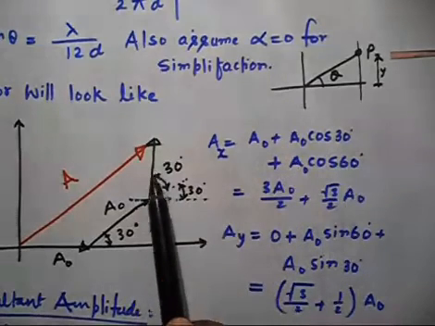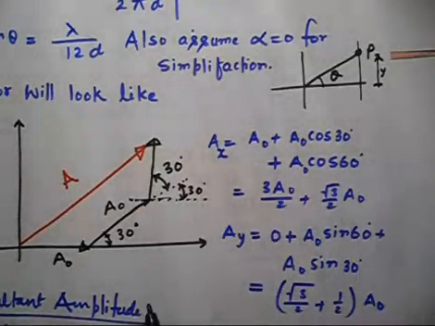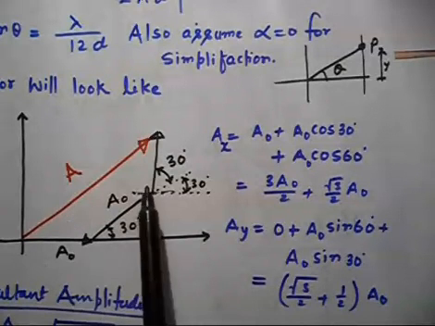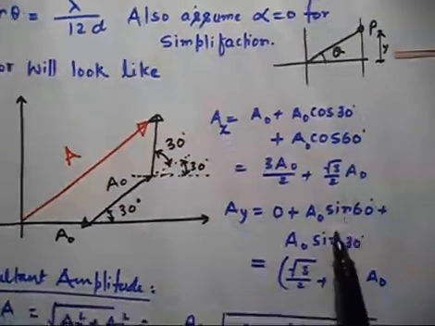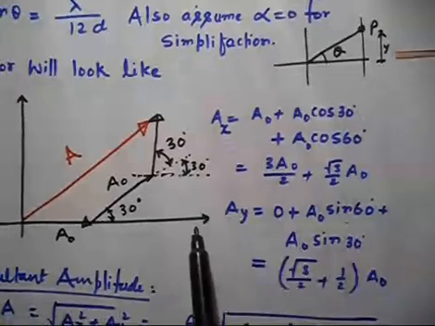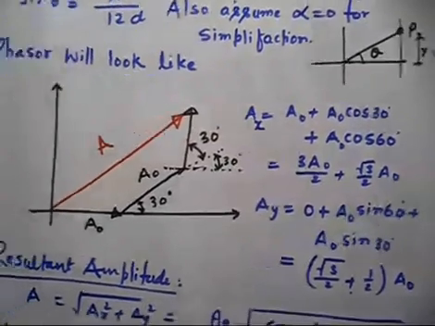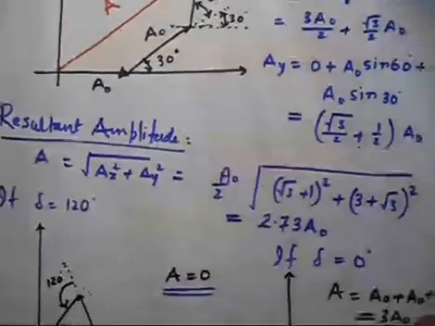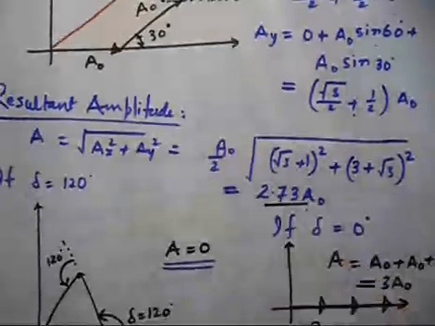In this case you will have A naught cos 60. So if you add all this, you will have the AX component. Similarly, for the AY component, you will have 0, A naught sin 30 and A naught sin 60. So if you add A naught sin 30, in this case you will have sin 30, in this case you will have sin 60. If you add, you will have AY. Now the resultant amplitude you can find using the square root of AX square plus AY square. So you will find this amplitude comes out to be 2.73 A naught.